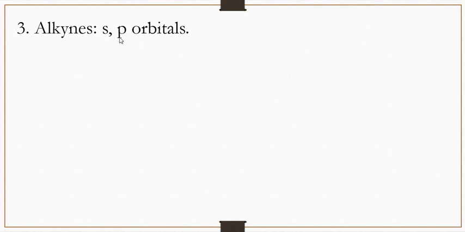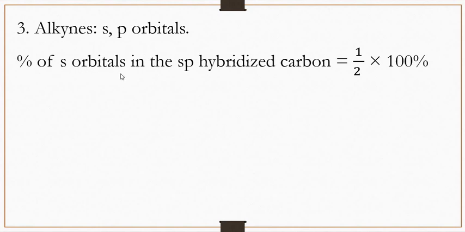The next thing is to look at how to calculate the percentage of the s orbital in the sp hybridized orbital of an alkyne. So we are looking at the percentage of s orbital in the sp hybridized carbon being equal to 1/2 times 100, and that percentage will be equal to 50%. Now, what does all this mean? From the calculation, we have realized that alkanes, alkenes and alkynes have a percentage of the s orbital in them being 25%, 33%, and 50% respectively.